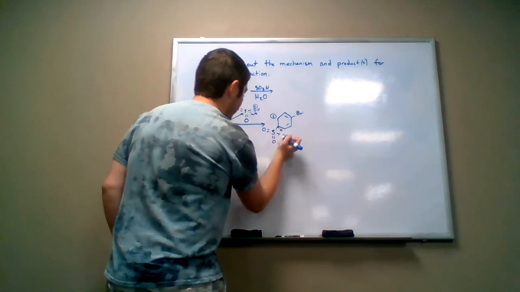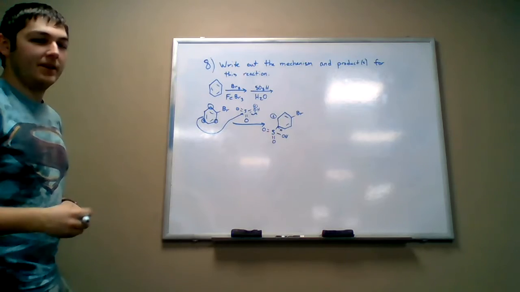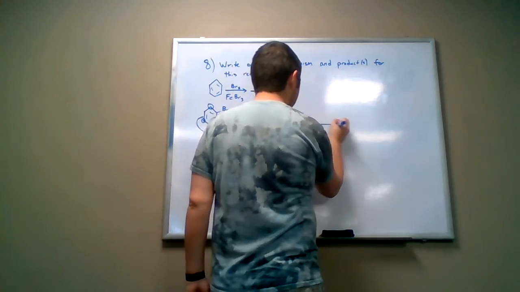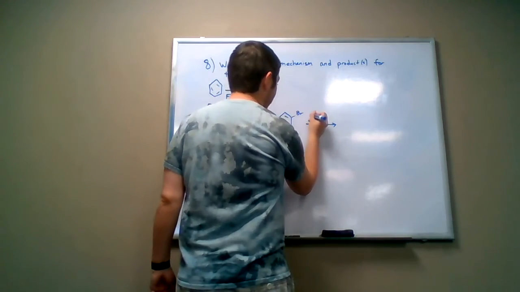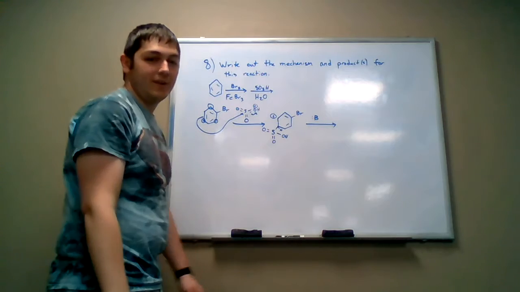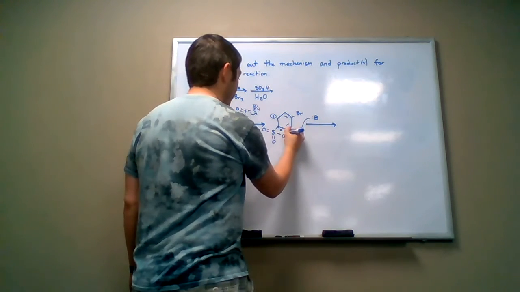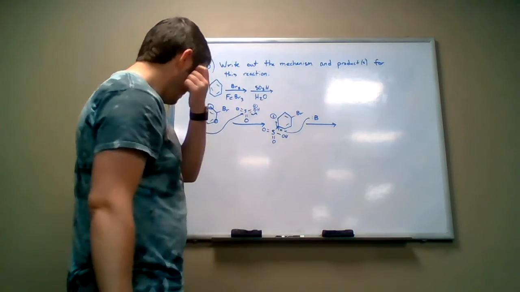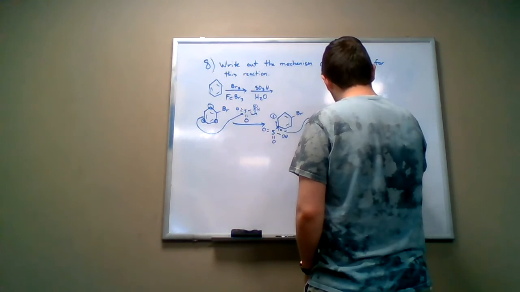There's also another hydrogen there as well, just for reference. And so now the ring is going to react with whatever base you happen to have. I'm just going to label it B for now. The base here is going to come, take that hydrogen, and that's going to bring the pi bond back on that ring.